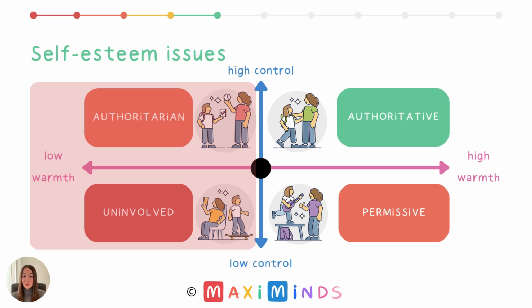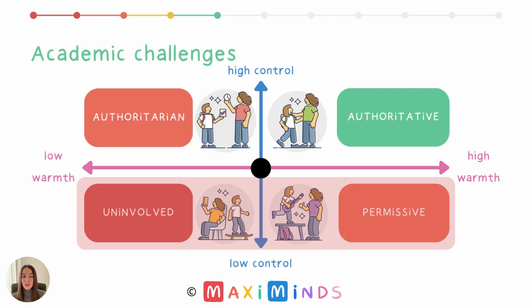We see self-esteem issues in children with parents that have that lower warmth, particularly the authoritarian and uninvolved, and more directly impacting you potentially in terms of an academic lens is the low control parenting styles that are uninvolved and permissive, that can have a flow on effect to children from an academic standpoint.